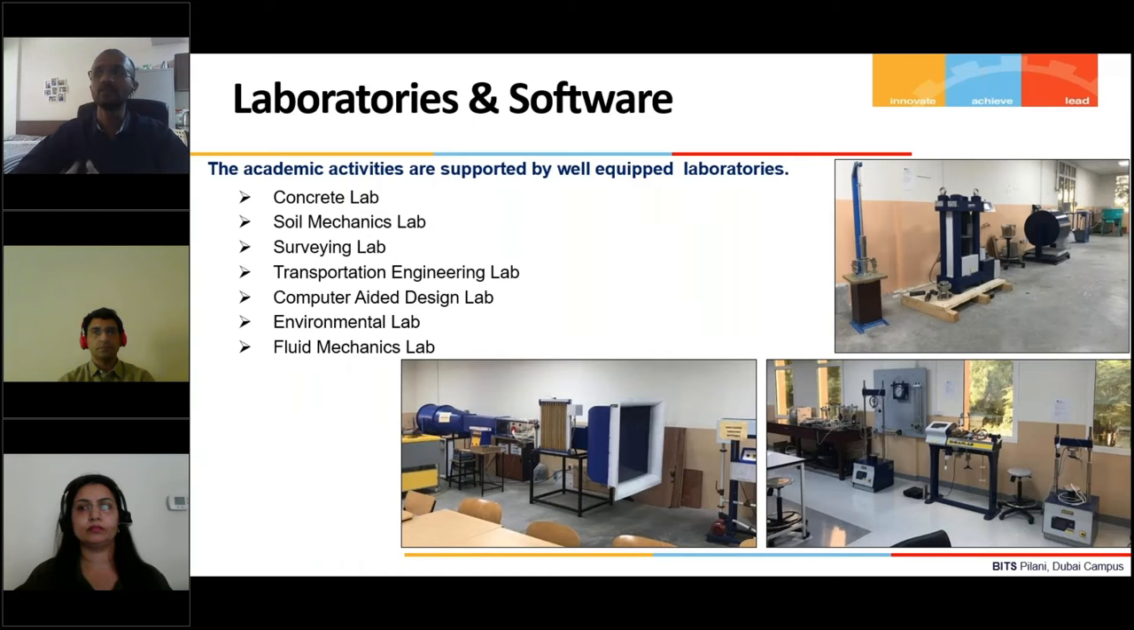So regarding the laboratories and software, we have a very well-equipped, fully functional laboratory for undergraduate programs. It includes the concrete laboratory, soil mechanics laboratory, surveying lab, transportation engineering laboratory, computer-aided design laboratory, environmental laboratory, and fluid mechanics lab. And these are a few of the photos of our lab. Next slide.